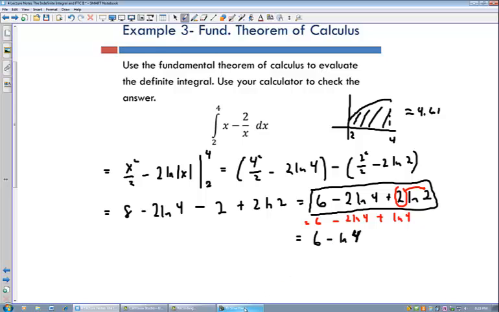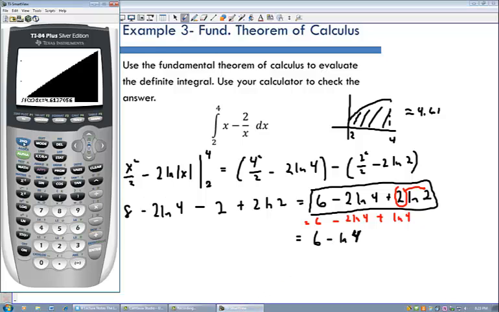Let's check it, see if we made any mistakes here. So I have 6 minus ln of 4 in parentheses, hit enter. And we get out the same answer, so it checks. It's good.